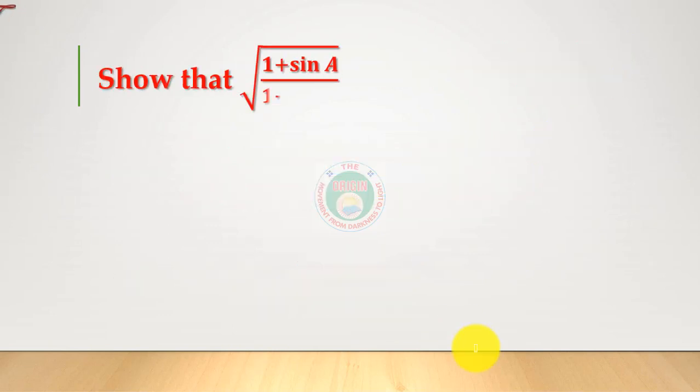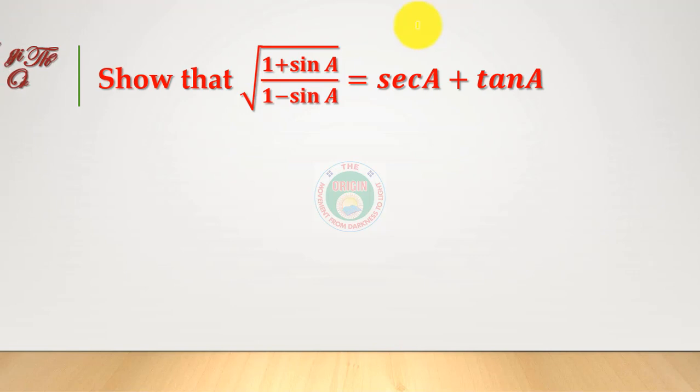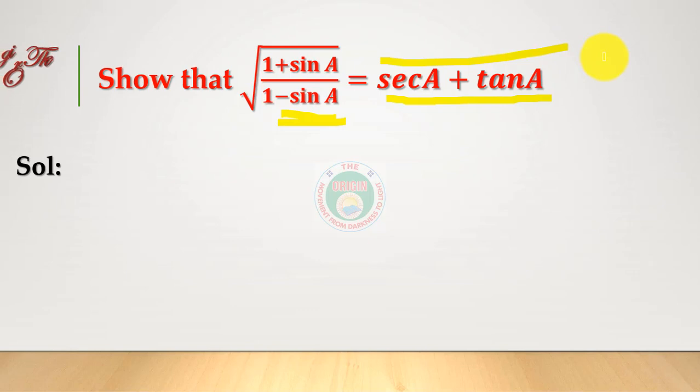Okay, students, next problem. Show that square root of (1 plus sin a) by (1 minus sin a), important problem, equal to secant a plus tan a. Here LHS is square root of 1 plus sin a by 1 minus sin a and RHS is secant a plus tan a. Solution.